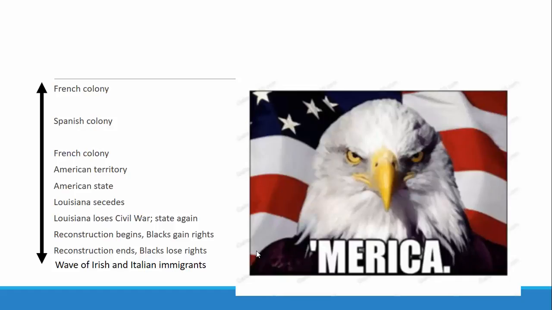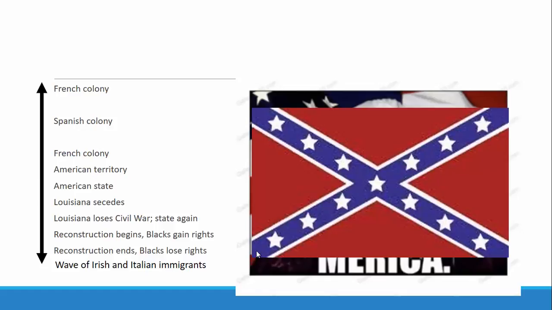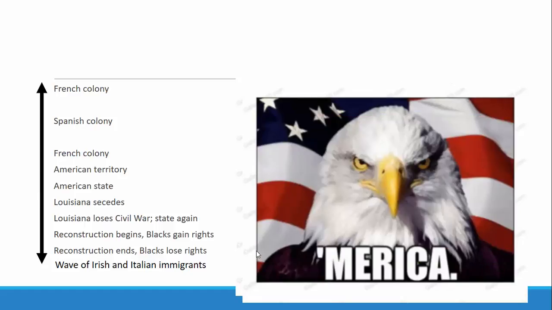Louisiana became an American state, but around the 1850s, Louisiana, along with other southern states, seceded, or left the Union. They left the country and formed their own country, the Confederate States of America. They fought the Civil War and lost, and so Louisiana became an American state again. We know that Reconstruction is the time after the Civil War when blacks gained new rights.